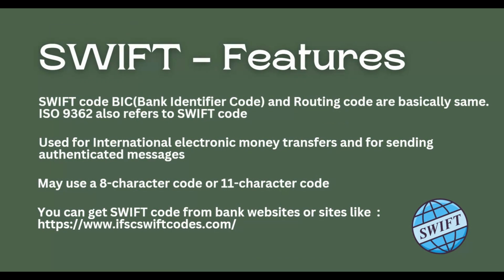Now let us discuss SWIFT. SWIFT code, BIC or bank identifier code and routing code are basically the same. ISO 9362 also refers to SWIFT code. This is used in international electronic money transfer and for sending authenticated messages. The SWIFT code can be 8-character or 11-character. You can get SWIFT codes of banks from their websites or from portals like ifscswiftcodes.com.